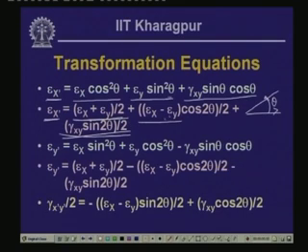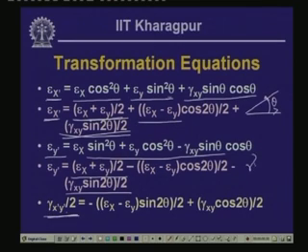And also, if we substitute theta plus 90 for theta, this gives us the value of epsilon y, which is (epsilon x plus epsilon y)/2 minus (epsilon x minus epsilon y)/2 cos 2 theta minus gamma xy by 2 sin 2 theta. And the shearing strain with reference to the x dashed y dashed axes, gamma x dashed y dashed by 2, is equal to minus (epsilon x minus epsilon y)/2 sin 2 theta plus gamma xy by 2 cos 2 theta.